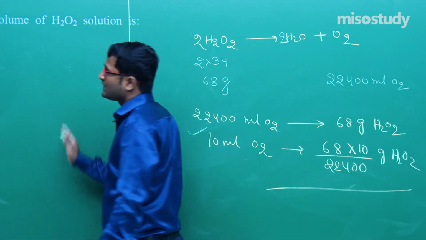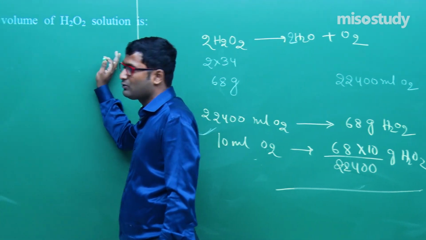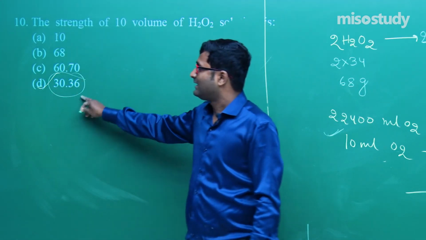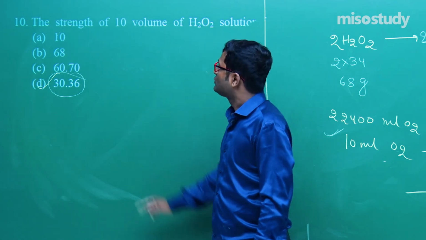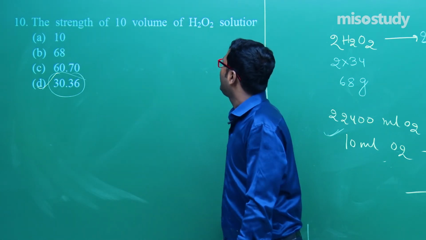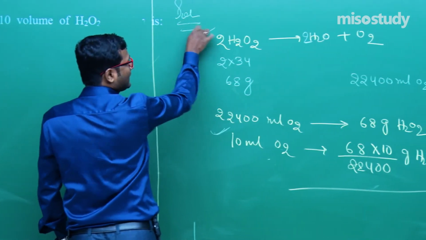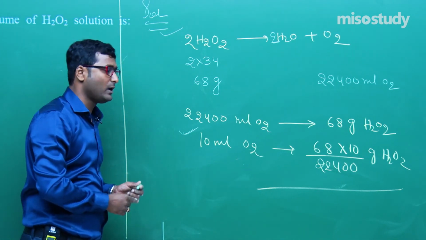So for this question, this is a theory based question. You do not need to calculate, you do not need to waste time. That is the option. This is the standard one, that is 30.36. So strength of 10 volume of H2O2 is 30 points. If you do not know, then check out this calculation. It's so easy.